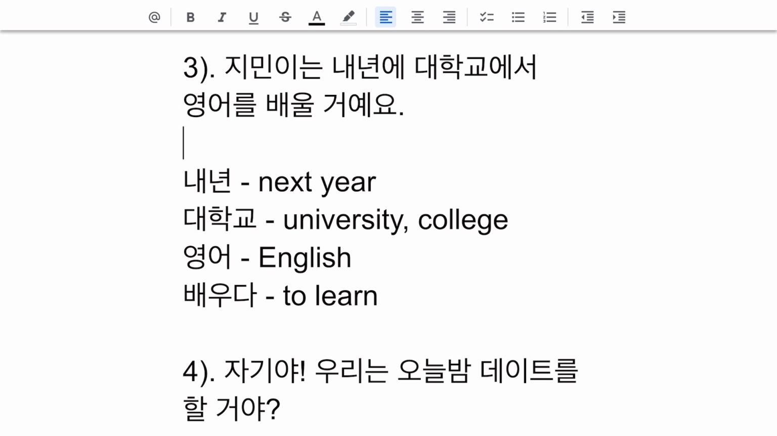내년에, next year. We have our time marking particle. 대학교 is college or university. 에서, because an action took place at the university. 영어 is English, 영어, and that's our object, because that's the object of the verb. What will Jimin learn? He will learn 영어, English. So 영어를, and 배울 거예요. Same rules as last time. It ends with a vowel, so we did the L at the bottom, 를, and then 거예요. This time I used a casual. 영어를 배울 거예요. Jimin will learn English in university next year.